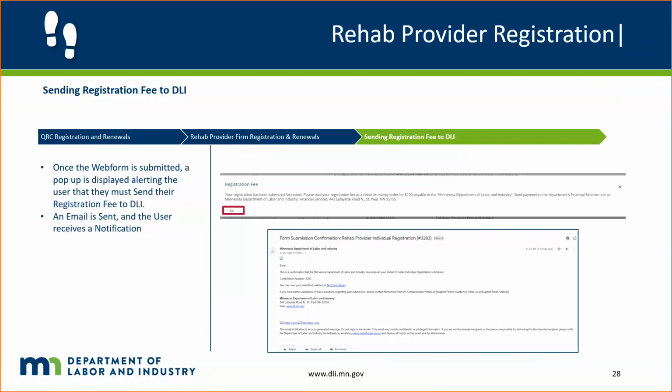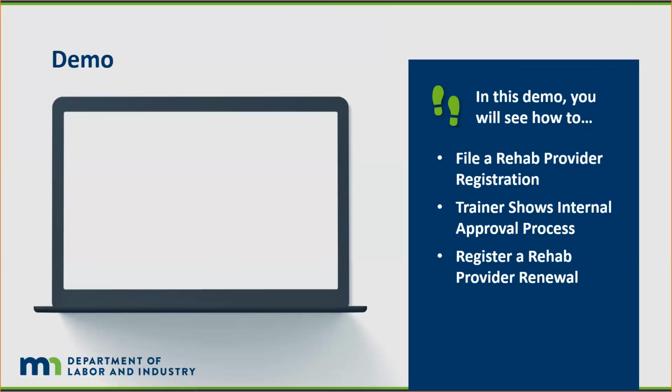Additionally, you will also receive an email with the confirmation number of the web form submission and a link back to that form history. So if you click the link from the email and you're not logged in, it will take you to the login page first. But once you log in, it'll automatically direct to the My Form History tab, where you'll be able to see that registration submit and track the status of it moving forward. So once you've been verified by an internal user as a QRC, you'll be able to act as a QRC online.